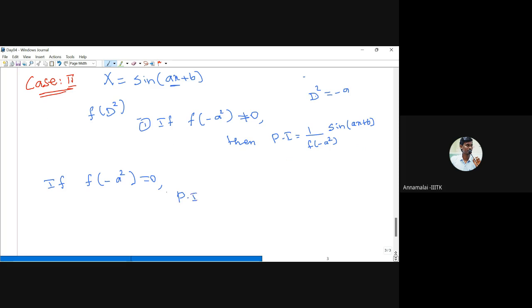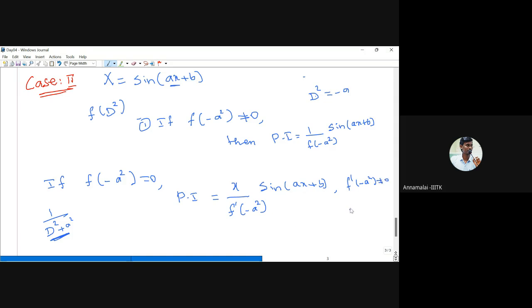So in that case, what is the particular integral? Minus a square is a root. That means it contains the factor D square plus a square. If you replace D square by minus a square, we get 0, right? Suppose minus a square is a simple root, that means it contains only this factor. Then the particular integral is x by f dash of minus a square, times sine of ax plus b, provided f dash of minus a square is non-zero.